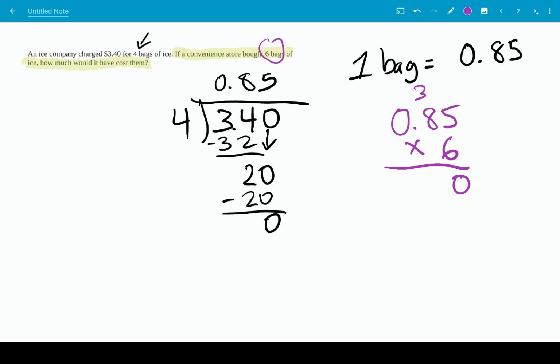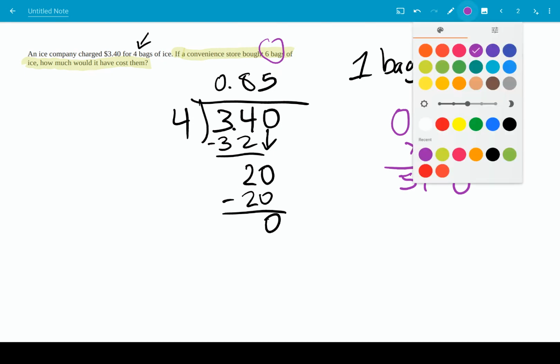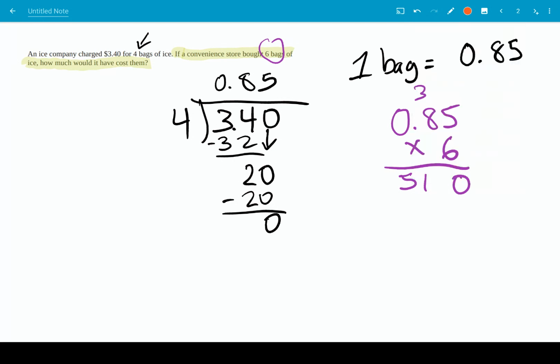Okay, so 8 times 6 gives me 48, 49, 50, 51. Then I'm done with my calculations. And then obviously remember, because we're dealing with decimals again, we have 2 decimal places. So I'm going to take my decimal point. It starts at this point, and I'm going to move 2 decimal places, 1, 2. Therefore, my final answer is $5.10.